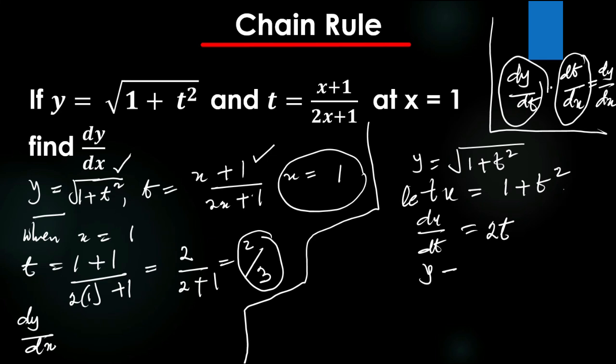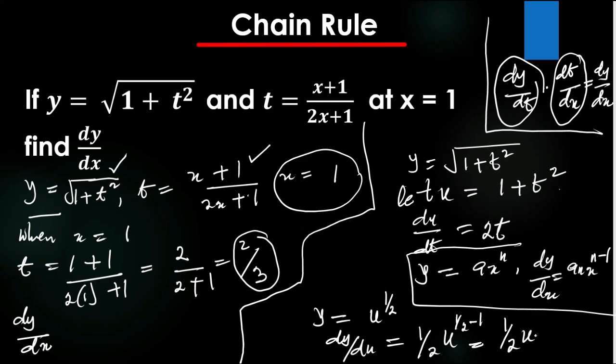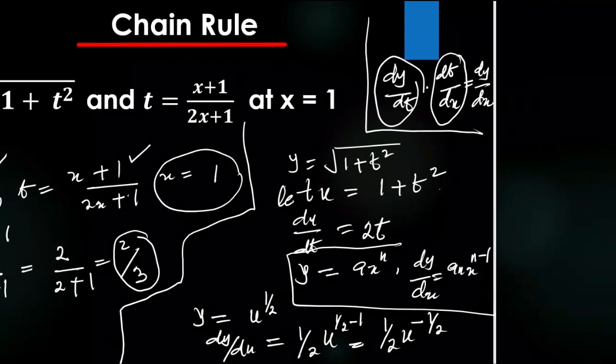Remember the formula we have applied: if y is equal to ax raised to power n, my dy/dx will be anx raised to power n minus 1. Now let's get back to our function. This is just by the way. Now we have said that u is equal to 1 plus t squared, so that my y is now u raised to power half. So dy/du will be half u raised to power half minus 1, which is equal to half u raised to power minus half.